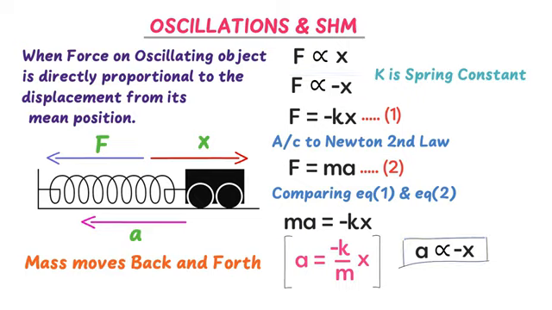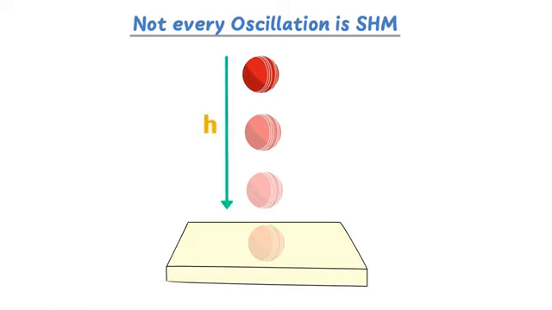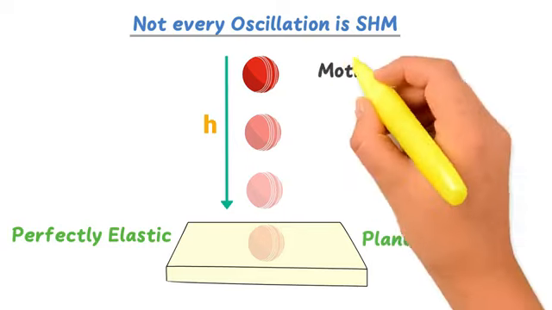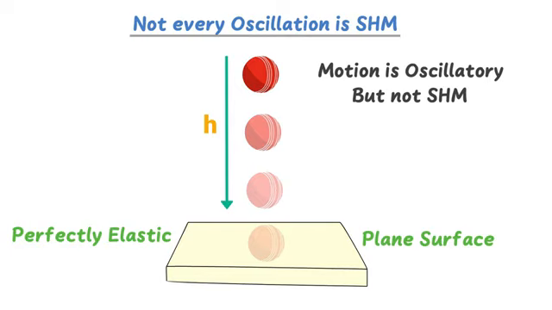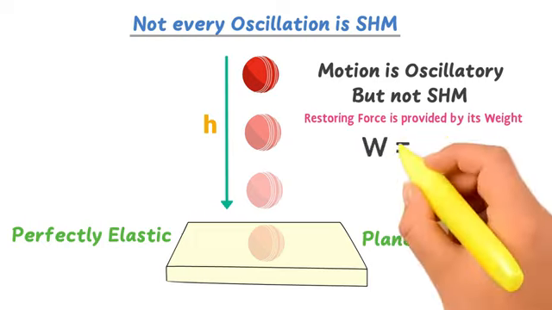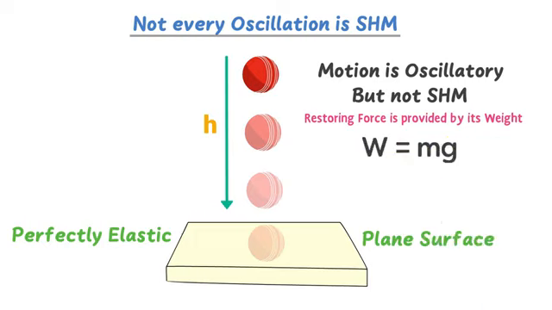Finally, as a bonus tip, let me teach you that not every oscillation is SHM. For example, when you drop a ball from a certain height h on a perfectly elastic and plane surface, the motion of the ball is oscillatory but not SHM. It is because the restoring force on the ball is provided by its weight W equal to mg, not by the vertical height h. This was all about periodic motion, oscillatory motion and SHM.